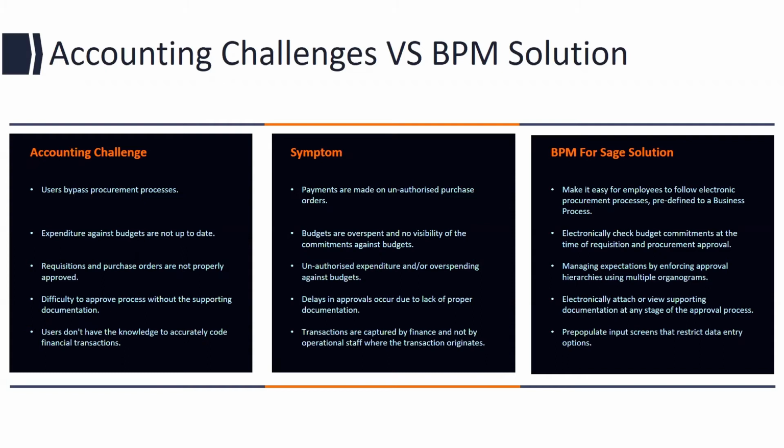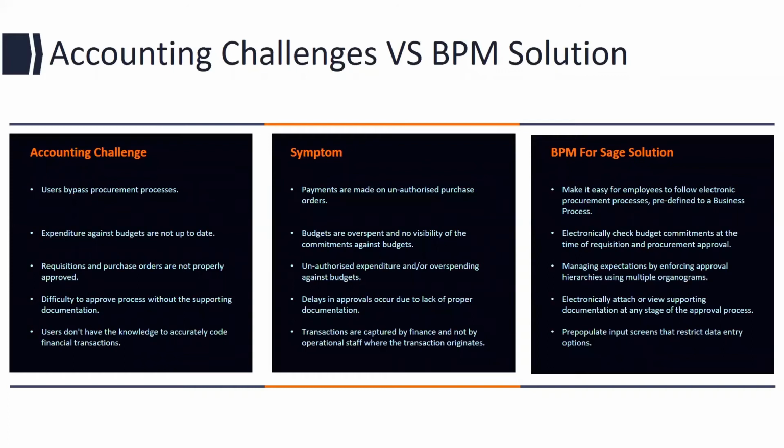Users don't have the knowledge to accurately code financial transactions. This is where the end user could select an incorrect GL account, for example. So transactions are captured by the finance and not by operational staff where the transaction originates. Sage allows pre-population on the input screens that restricts data entry options, once again based on those security levels set up by the users.